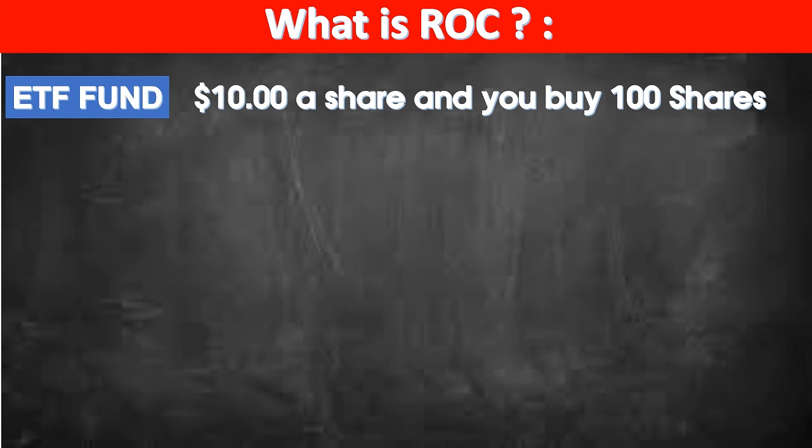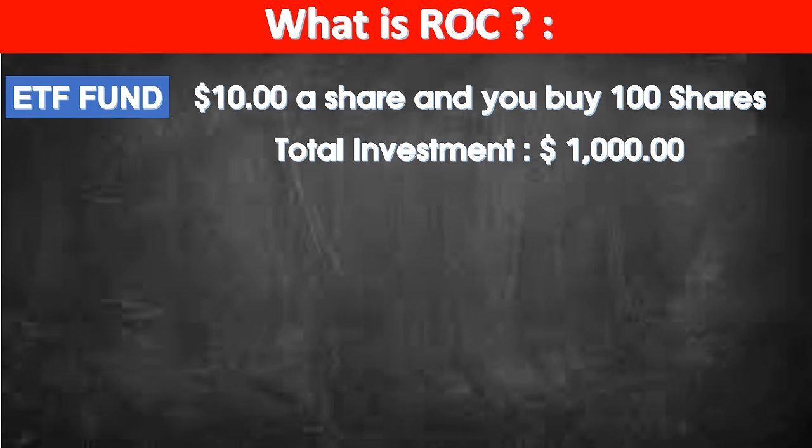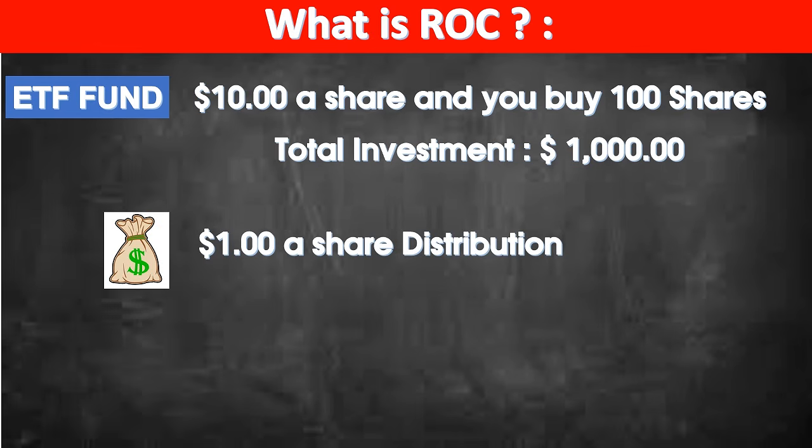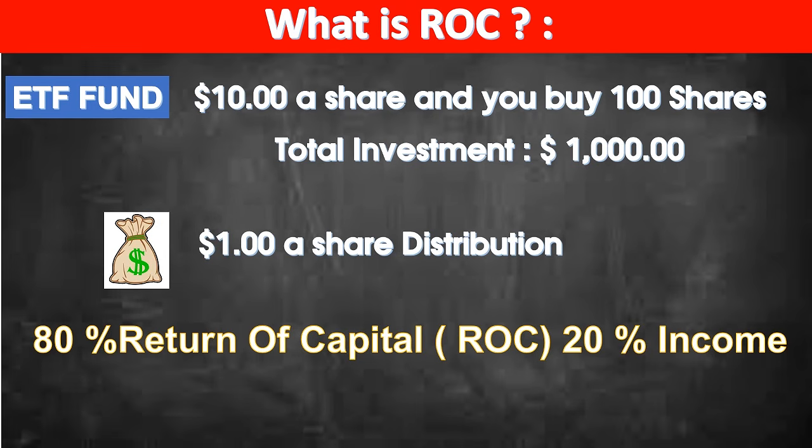So really, let's get into and explain ROC. I always call this, and don't take offense to it, let's do it as a fifth grader would do it. You have an ETF fund that you're purchasing at $10 a share, so you're going to buy 100 shares. Your total investment is $1,000 into this ETF fund. Now, this fund has a distribution of $1 per share, and they pay it out as 80% return of capital, ROC, and 20% income.